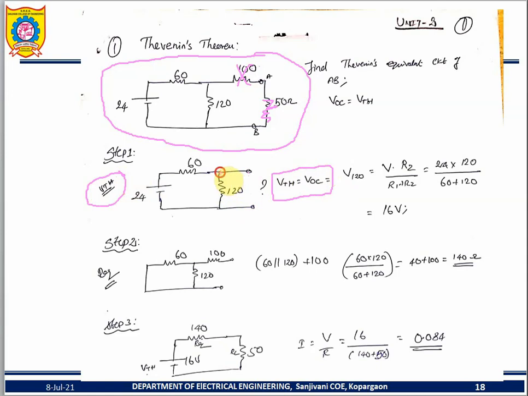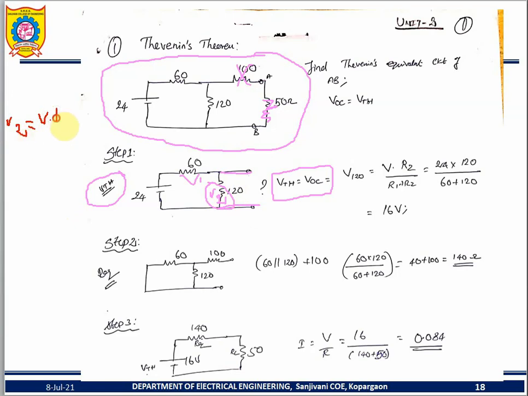Can you find out the voltage across this point? Can you find it by the simplest method? How to find it by the simplest method? That is the voltage division rule, with V1 and V2. Simply you can find it. What is the formula? V2 is equal to V, the supply voltage, multiplied by 2.